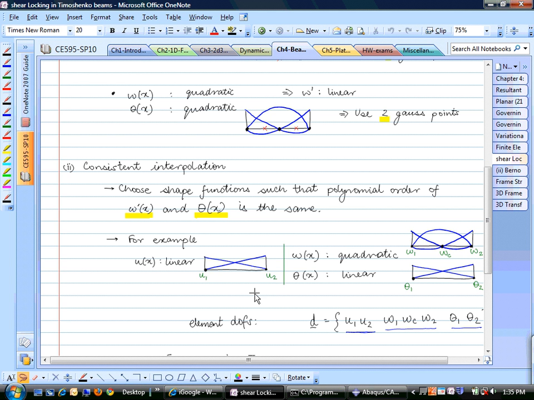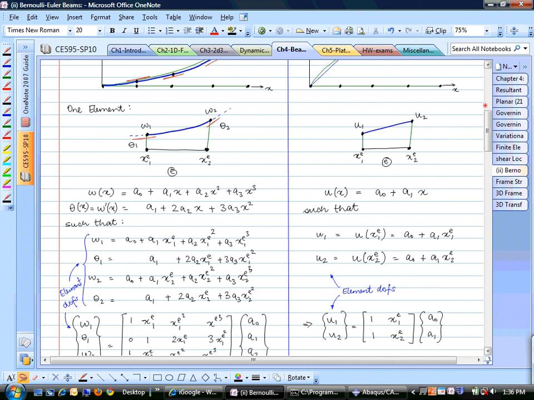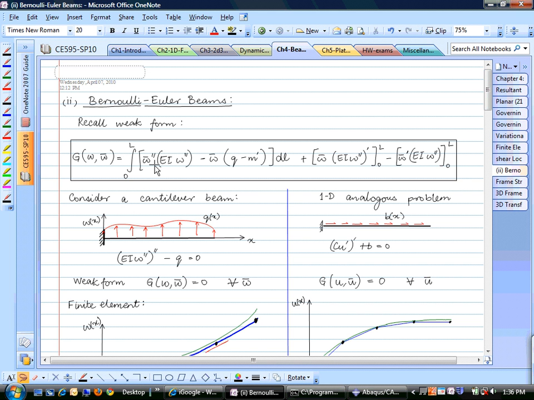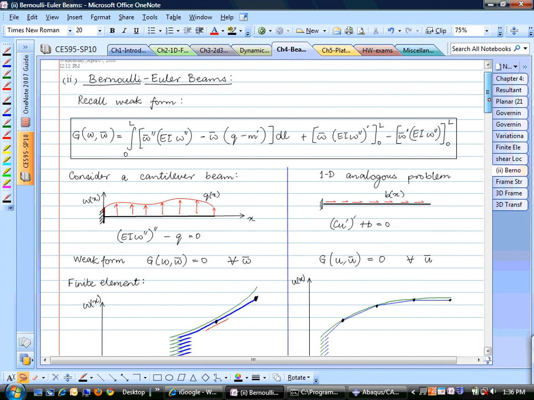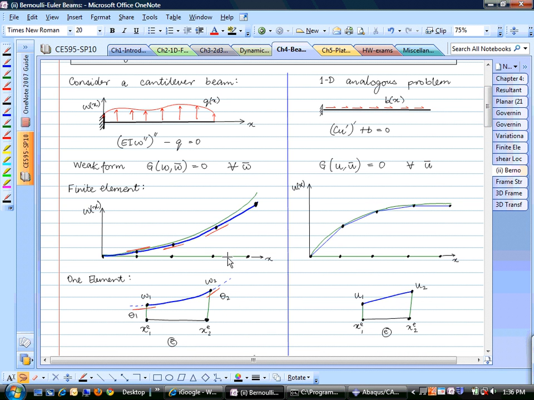But we saw that for Bernoulli-Euler beams, which we started last time, our weak form contains second derivatives, which means that now we must choose shape functions that don't only have continuous derivatives, but whose second derivative has to be square integrable. So not only the function, but the function's derivative has to be continuous.